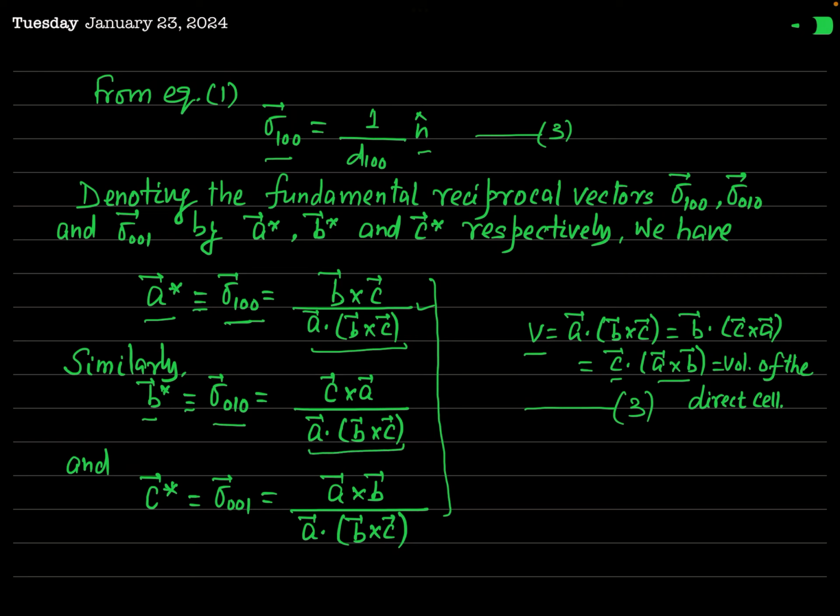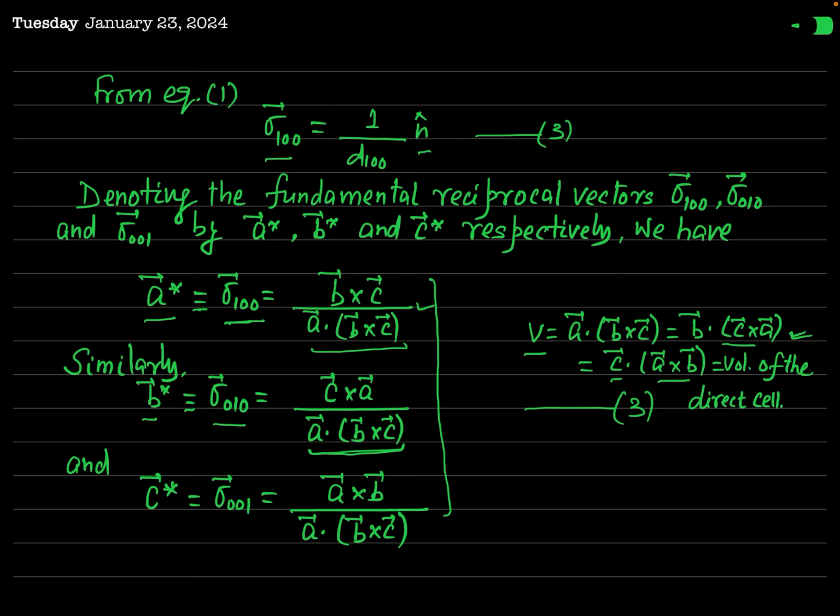Actually here in this case there will be B dot C cross A, but as B dot C cross A is equal to A dot B cross C, in the denominator I have not written the expression B dot C cross A, okay, because this is equal to A dot B cross C.